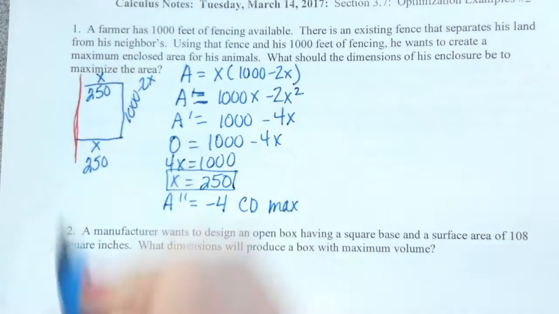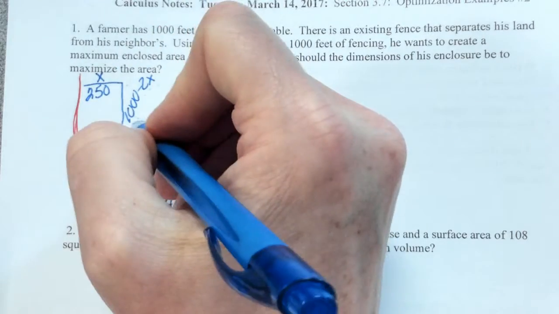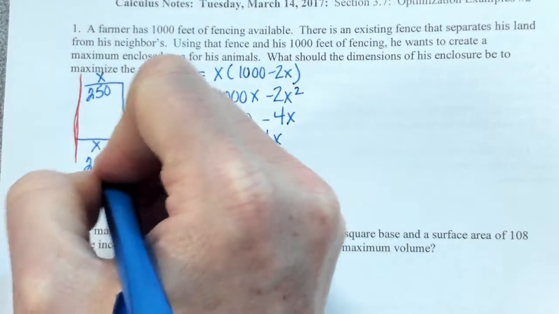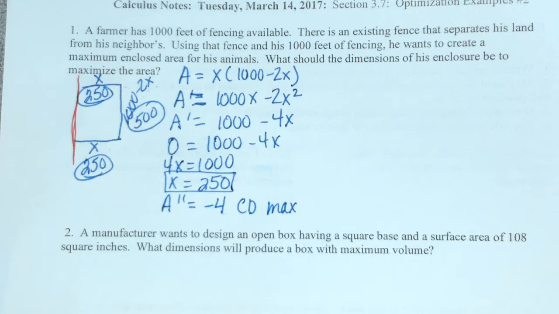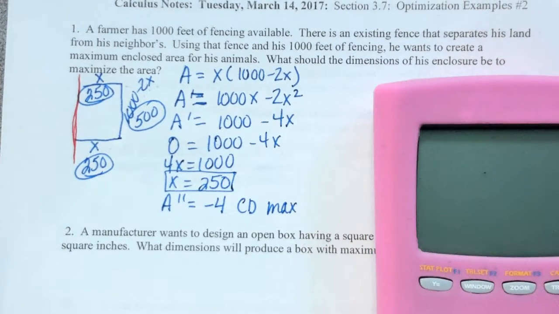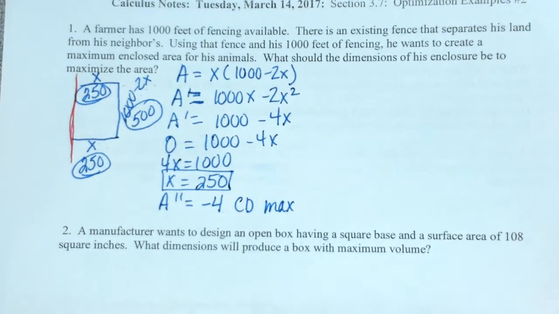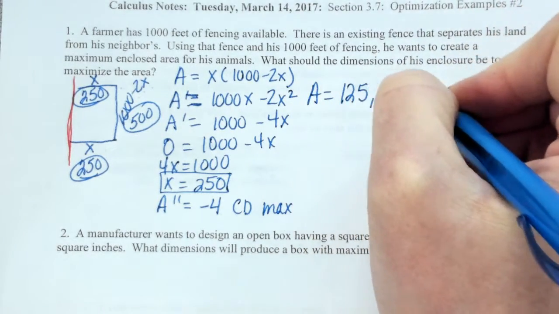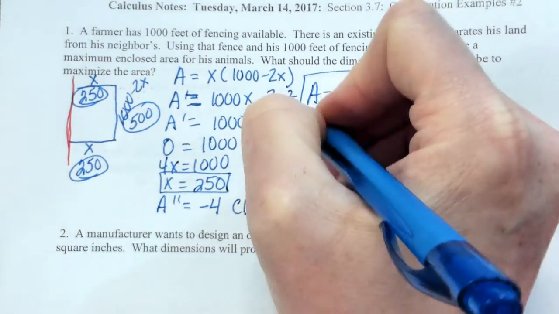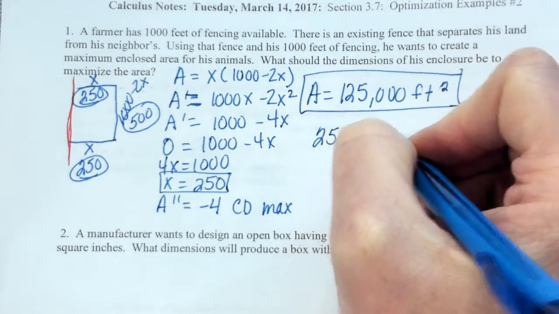This is going to have to be 250. This is 1,000 minus 2 times 250. So what's this going to be? 500. So those are going to be the dimensions that are going to maximize this area. If we were also asked to find what is that maximum area, I could do this. I can just do 250 times 500 and 125,000 square feet. But they really just asked for the dimensions. So the dimensions are 250 by 500.